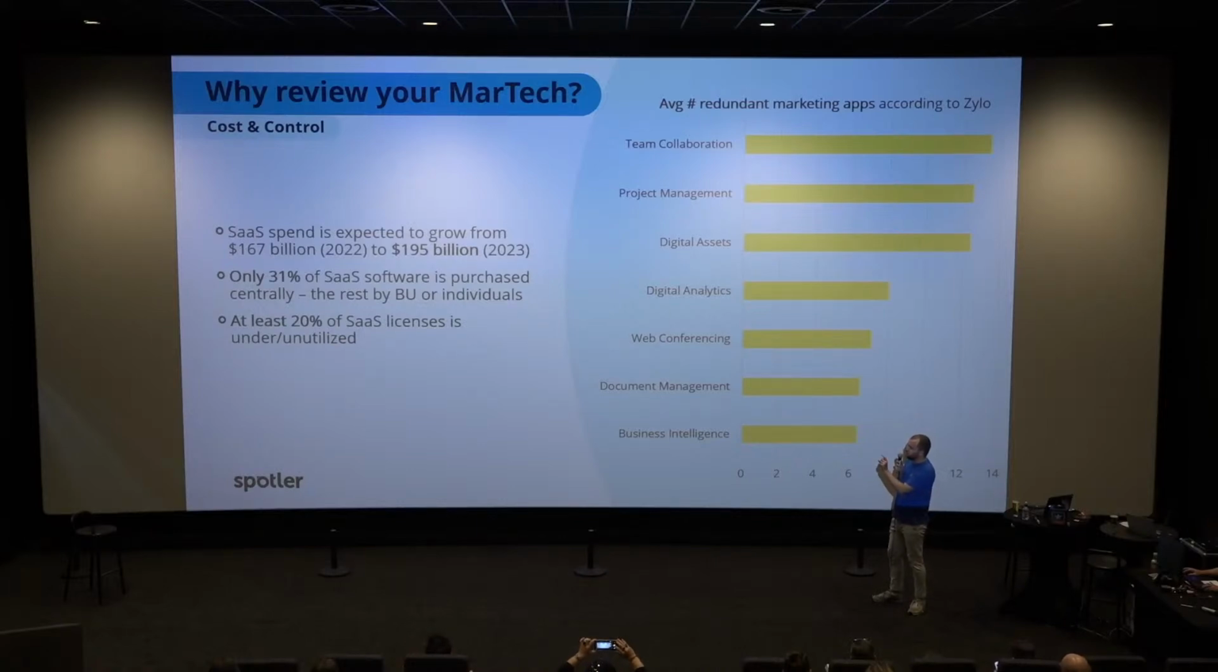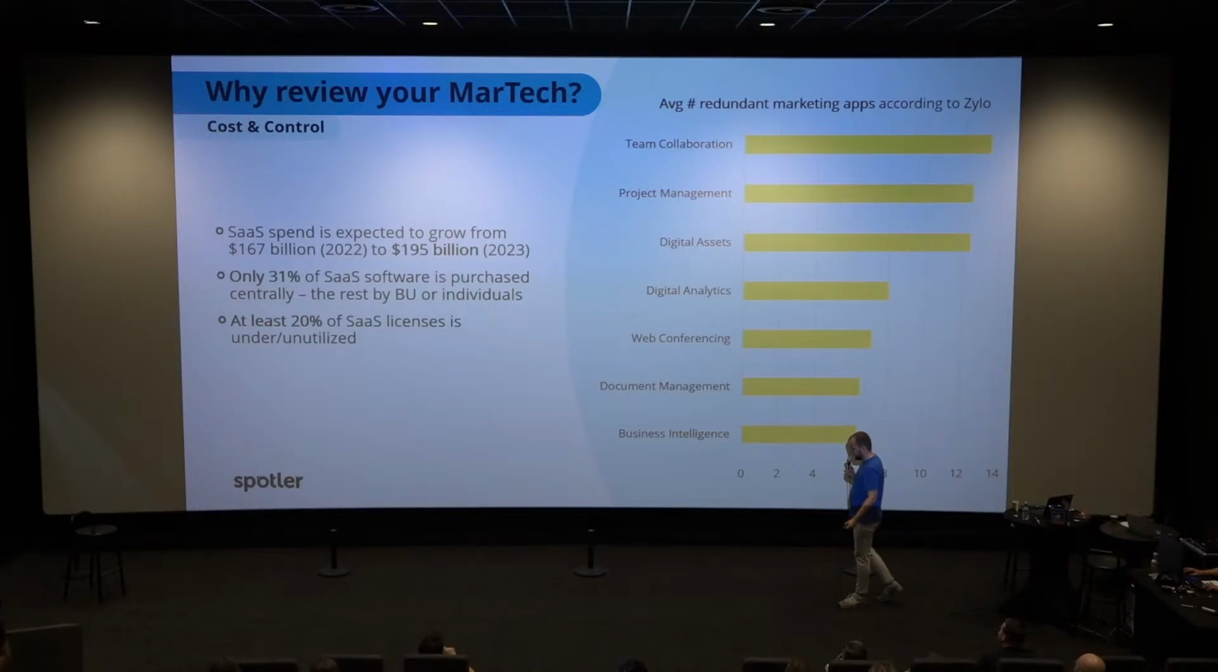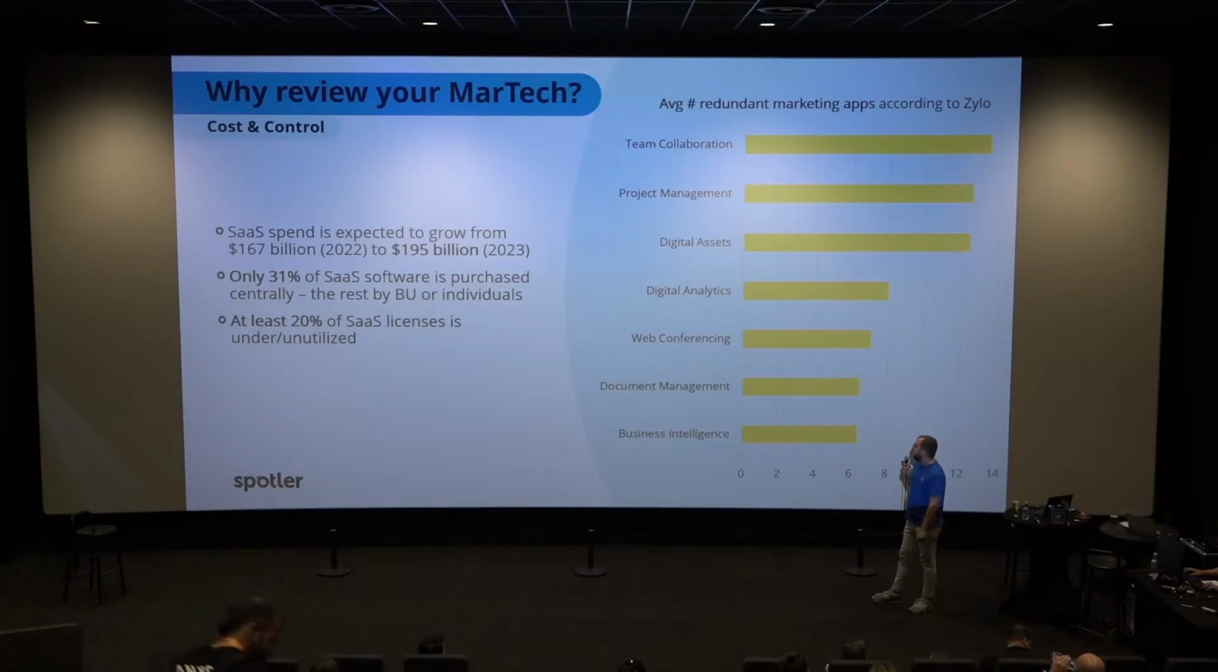But this whole centralization is a key part of composability. And 20% of SaaS licenses is underutilized. I put it on the right. It's really big. And it talks about the average number of redundant systems. And I filtered this on marketing-related tools. But this is, of course, business-wide.